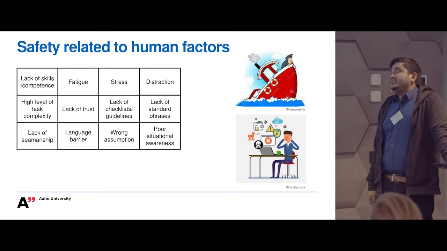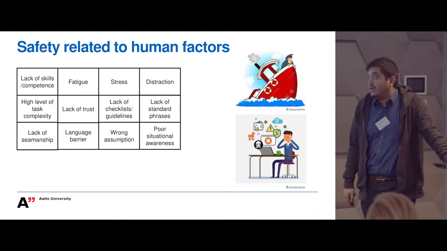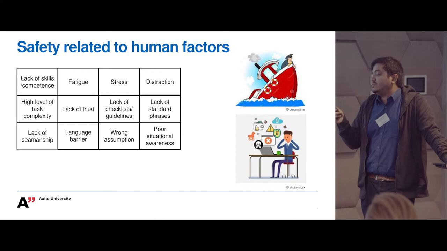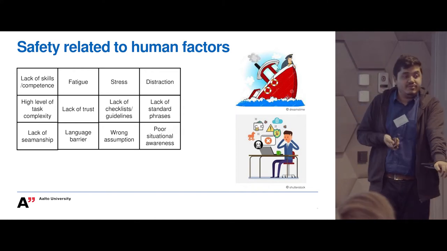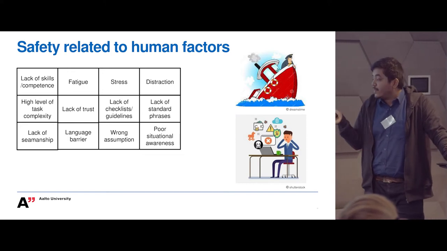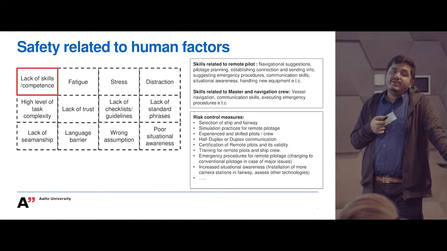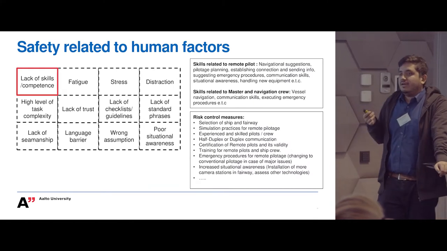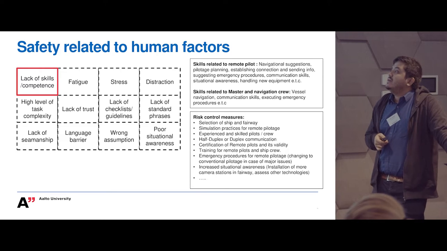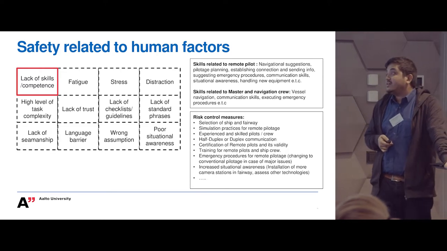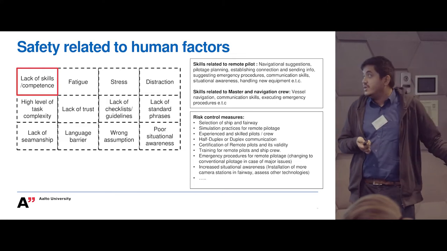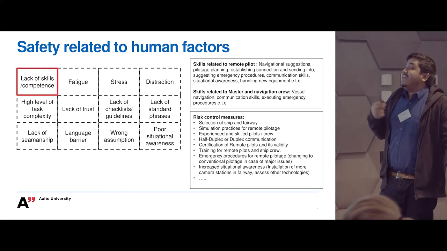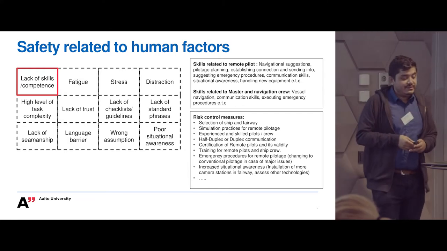And then we also had to consider the human factors. For example, there were subcategories such as lack of skills, fatigue, stress, lack of trust, like we already discussed in the morning session, and many more. And then for each of these subcategories, we went into more detail, identifying how it can occur and what the potential safety controls could be that would not let it happen, that would prevent them from happening.